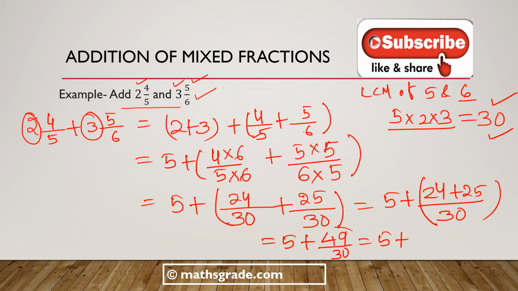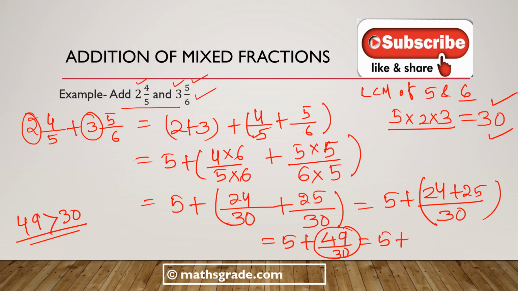Now we have to convert this improper fraction. This is an improper fraction because the numerator 49 is greater than 30. So we have to convert this improper fraction into a mixed fraction. If you have not watched that video of how to convert an improper fraction into a mixed fraction, please watch that video.